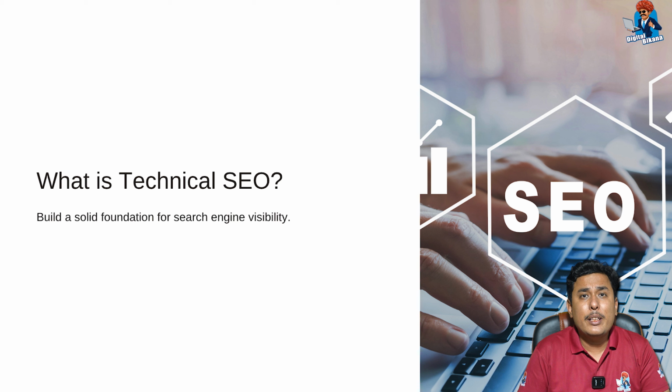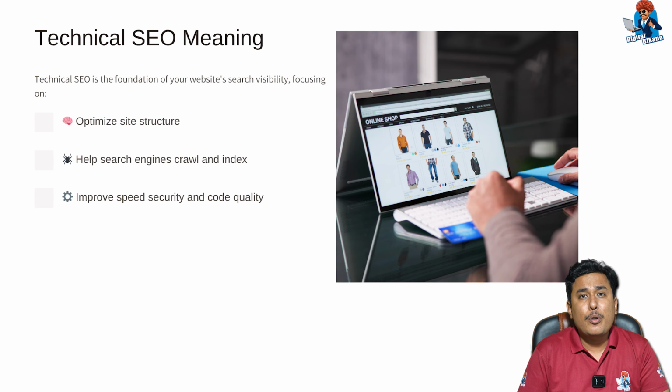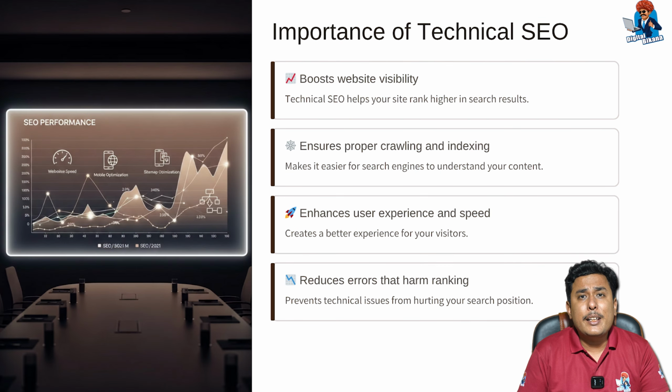Welcome to this video. In this session, we will understand what technical SEO is and how it helps your website to perform better in search engines. Technical SEO refers to optimizing the backend and structure of your website to help search engines crawl, index, and rank it effectively. Without a strong technical SEO, your content may not be seen or ranked, even if it is high quality. It ensures your site is accessible, fast, and error-free.